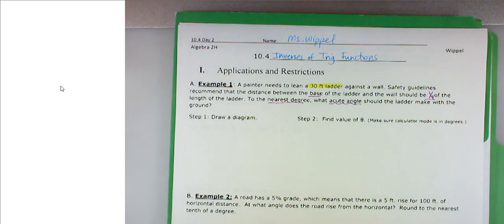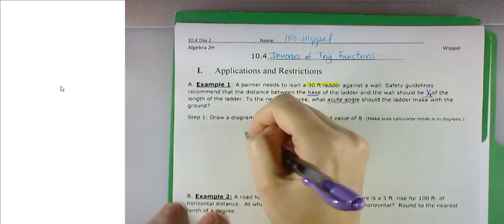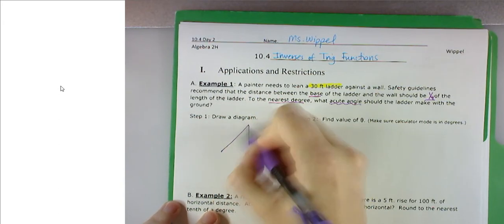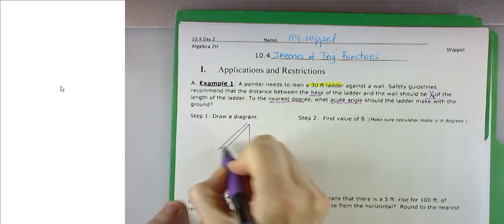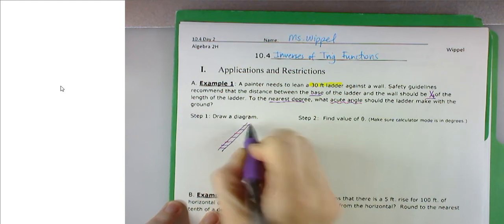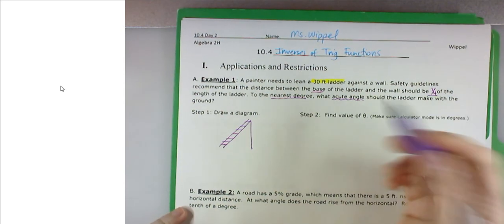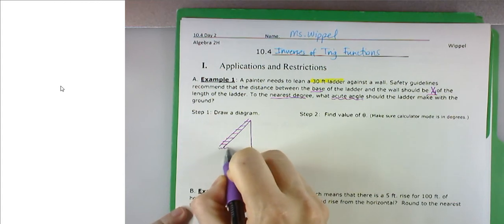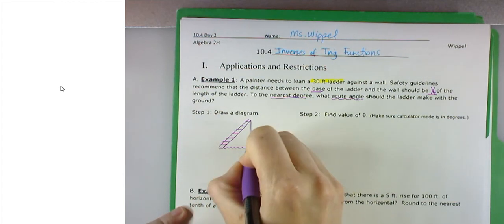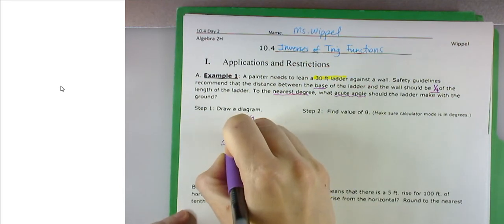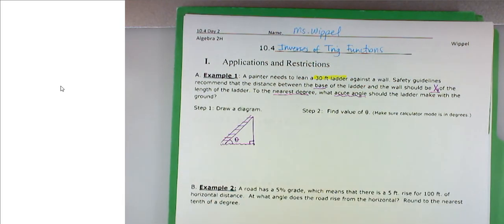So you have a wall, and then they are leaning the ladder against that wall. Here's my ladder. And then we want to know what acute angle the ladder should make with the ground. So this will be my ground here. This is going to be a right triangle because we are going to use our trig functions. So this is what I'm trying to figure out. This is my theta value.